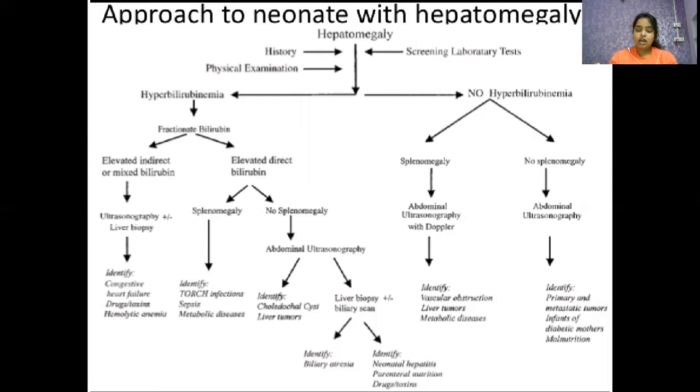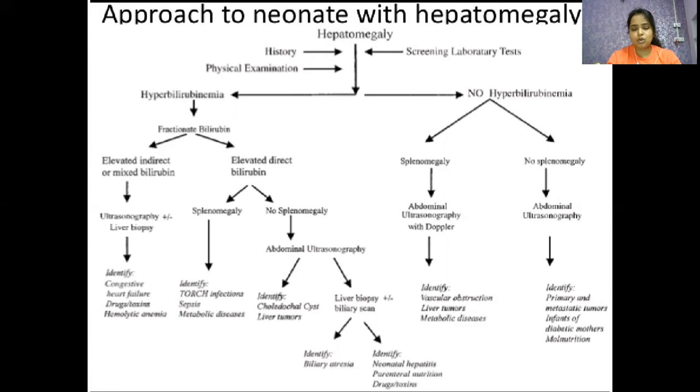Now identify choledochal cyst, or if there is a liver tumor in this case, liver biopsy is done. Then a biliary scan is also performed to identify biliary atresia or neonatal hepatitis, parenteral nutritional deficiency, or drug or any toxications. If splenomegaly is found, identify TORCH infection, sepsis or metabolic disorders. So this is done in hyperbilirubinemia.